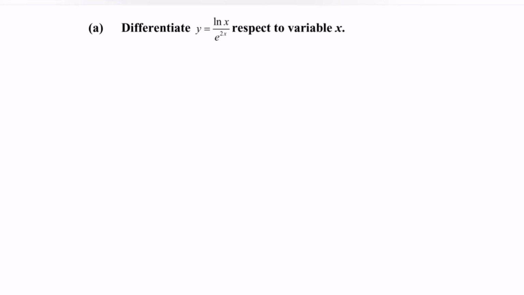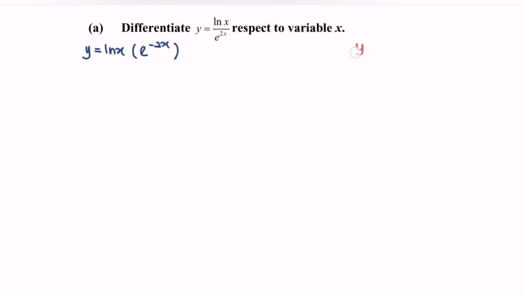In this video, I'm going to discuss the example for differentiation. Differentiate y equals ln x over e to the 2x with respect to variable x. Before that, I'm going to modify the situation. So y is equal to ln x multiplied with e to the negative 2x, and apply the product rule.